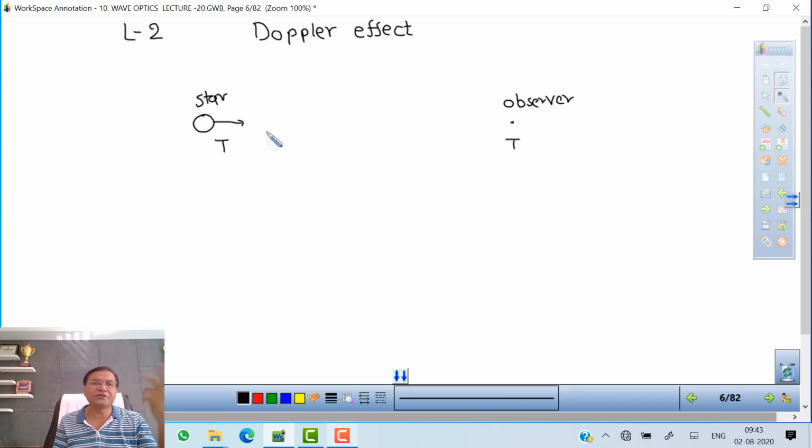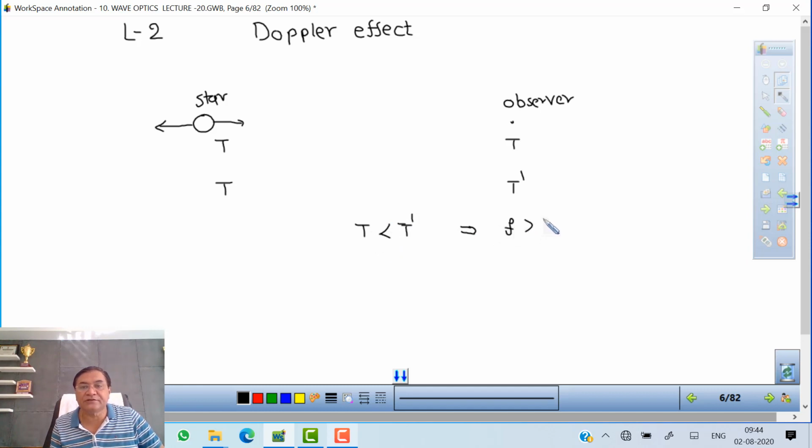Pulse, the frequency here, periodic time T, here also T. But if it is receding from us, if here the time period is T and here the time period is T prime, so this time will be greater. It takes more time because it has to cover a little more distance. And because of that, if the periodic time is greater, the frequency is less.